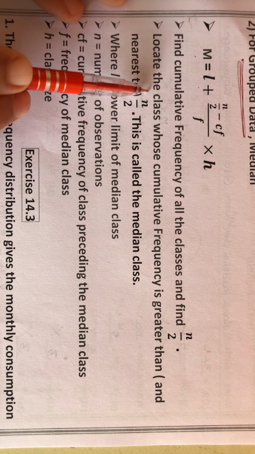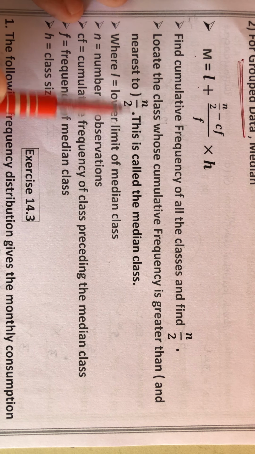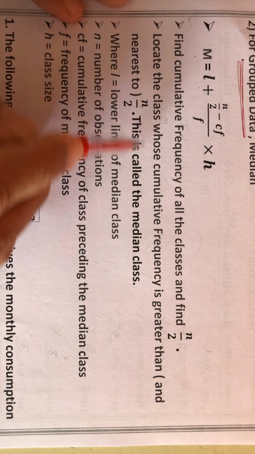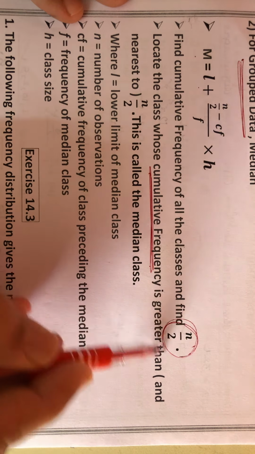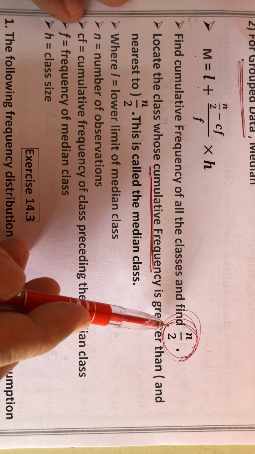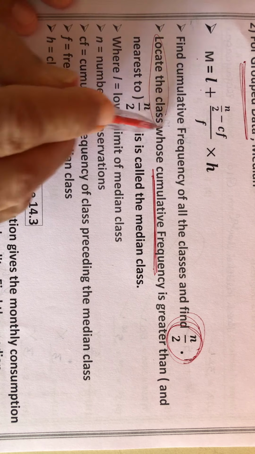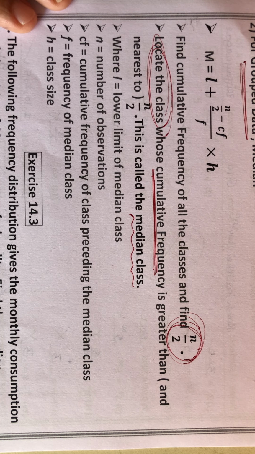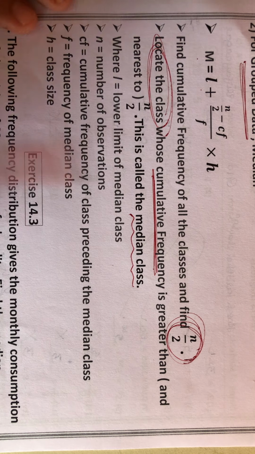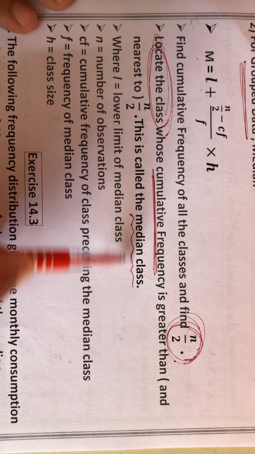Second step: locate the class whose cumulative frequency is greater than or nearly equal to n by 2. Find the cumulative frequency whose value is greater than n by 2 or nearest to n by 2. It should be more than n by 2 or nearly equal to n by 2. Such a class is known as the median class. Last time it was the modal class, with the highest frequency. Here the frequency is nearly equal to half, so it is known as the median class.